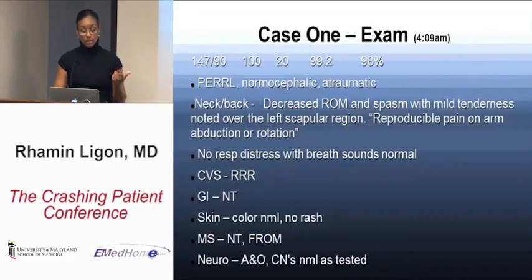He had a relatively normal neuroexam, but it was brief in how it was documented. He was alert and oriented ×3 with cranial nerves normal. And then a little bit confusing, it said under musculoskeletal that it was non-tender and full range of motion, which was a little contradictory to what was said in the neck and back exam.